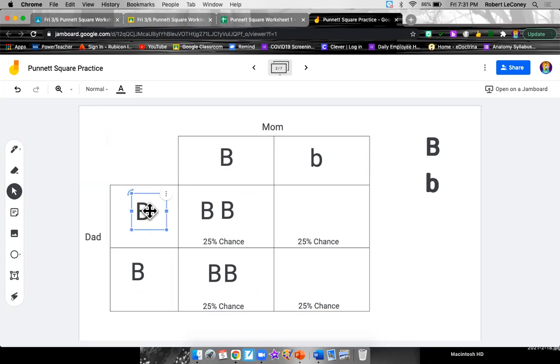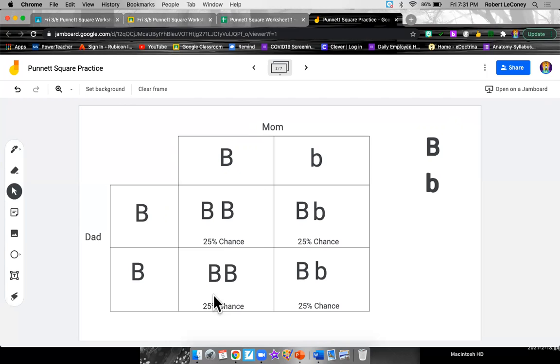What if dad passed on a copy of his big B, and mom passed on a copy of the little b? Then, well, big B is dominant, brown is dominant, so still brown eyes. And then if dad passed on the big B and mom passed on a little b, brown is still dominant, brown wins. So this is a 100% chance that the kid will have brown eyes. 25 plus 25 plus 25 plus 25 is 100.